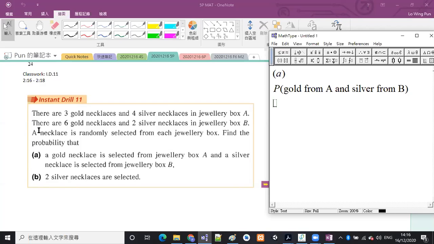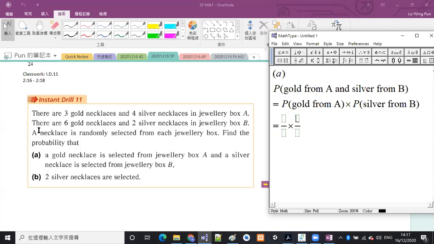So gold from A and silver from B. They are independent of each other. They are independent sources, different sources, right? So we can separate them. It becomes P gold from A. And because it is connected by AND, the probabilities will be multiplied together. Then times P silver from B. Can you get this? And then we really write down the probabilities, the fractions times fraction.